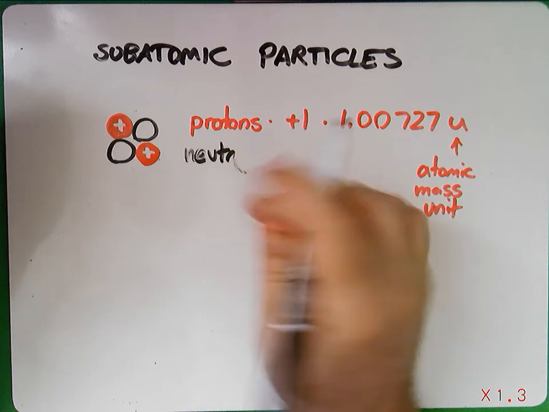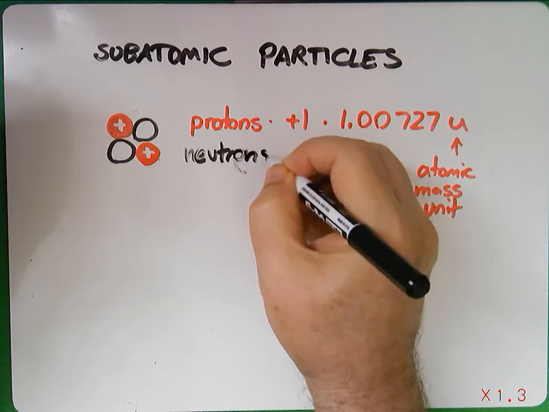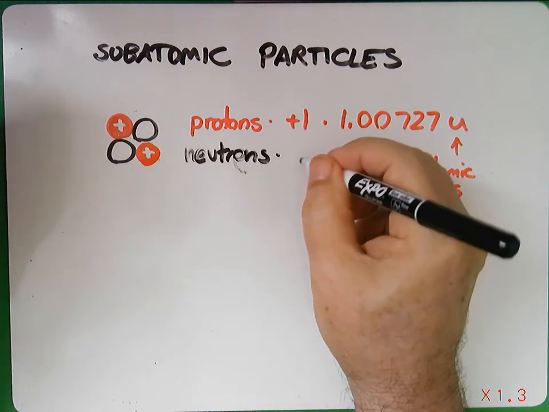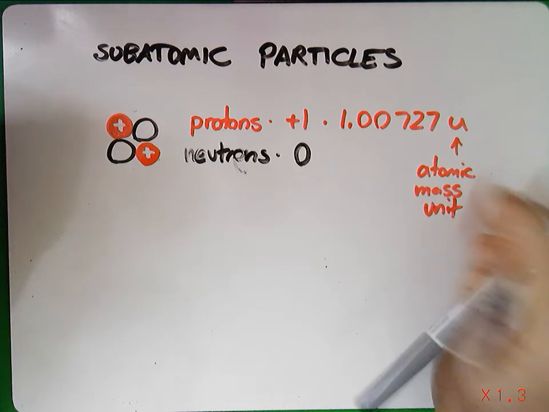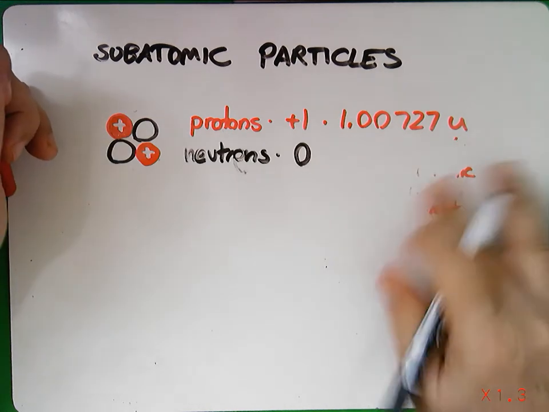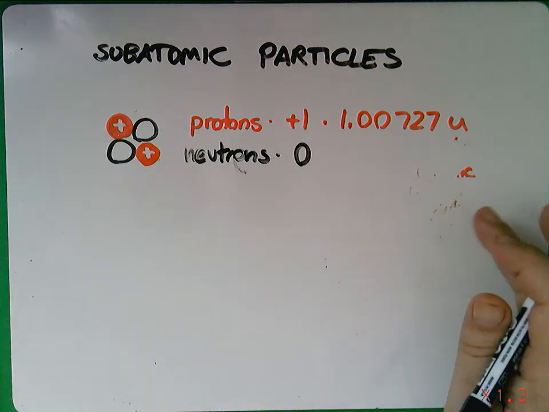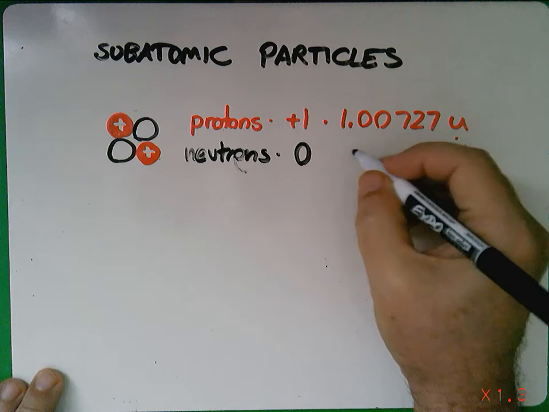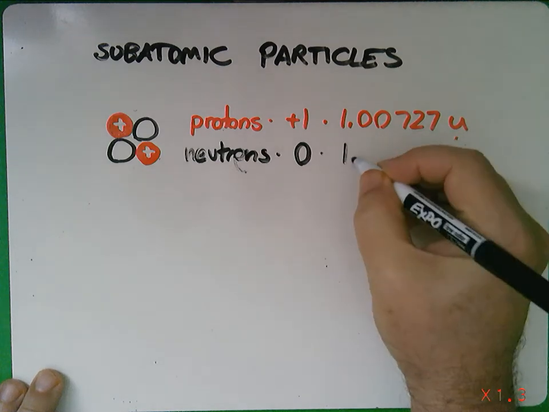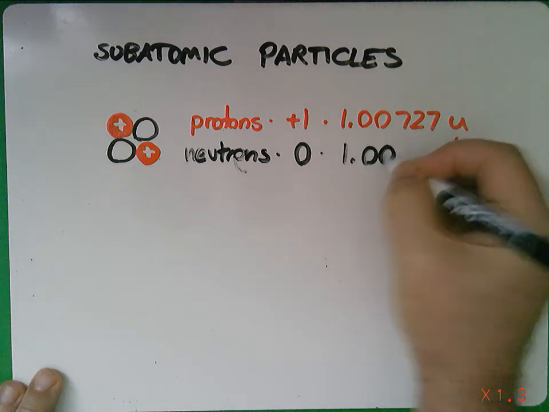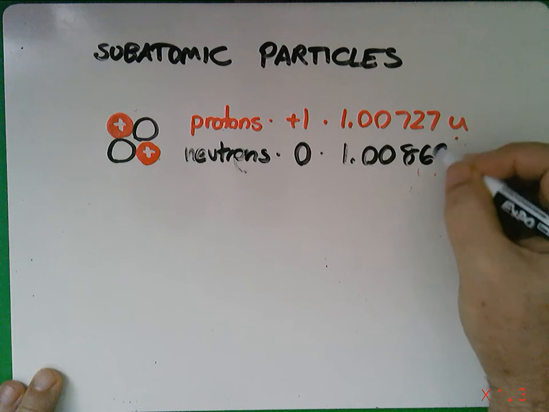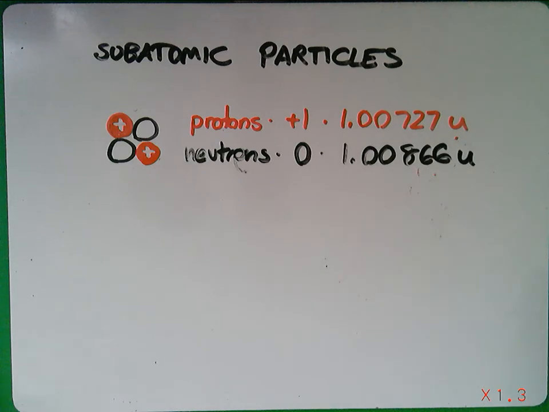They're called neutrons. They have a charge of 0. And they have a mass that is almost the same, but not quite, as a proton. Their mass is 1.00866 U. So the total mass of this alpha particle, or this helium nucleus, same thing, is going to be about 4 atomic mass units.